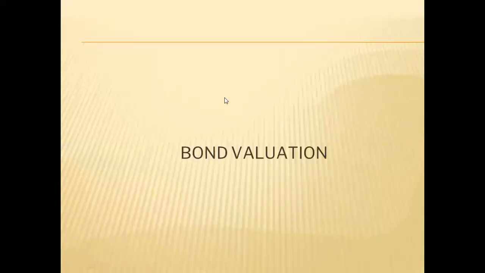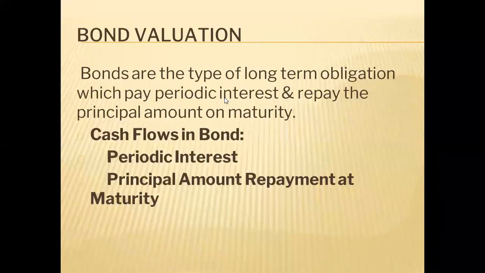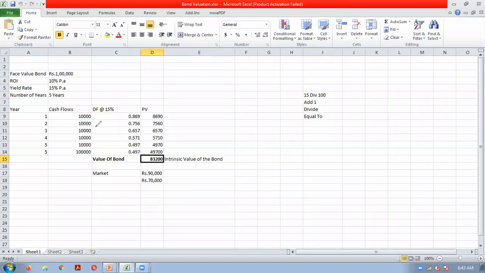So we will begin our discussion on bond valuation. In the previous classes, we have seen what bonds are and what valuation is. And we have also understood that a bond involves two cash flows, that is the periodic interest and the principal amount. If we discount these cash flows and add them, we will get the value of the bond. This we have seen with a simple illustration in the previous class.